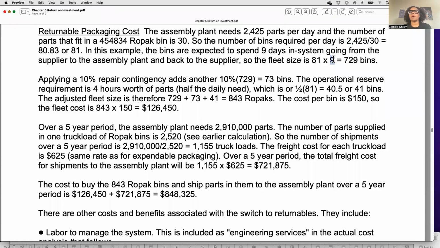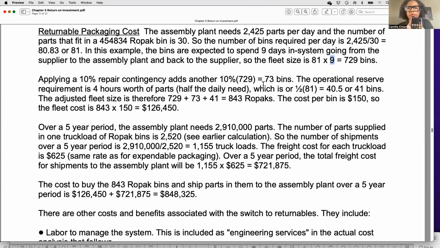So the first thing is we talked about the contingency. That contingency that we talked about in the last chapter of 10% for repair, so things that get damaged, you want to add a 10% contingency to that. And then you can add another 73 bins. So basically you're going to take that 729 times the 10%, or 10% is equal to 0.10. So I'm going to pull out my calculator and you can see that.